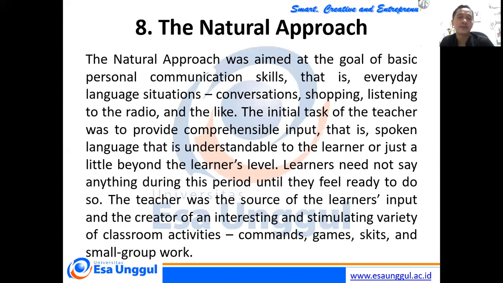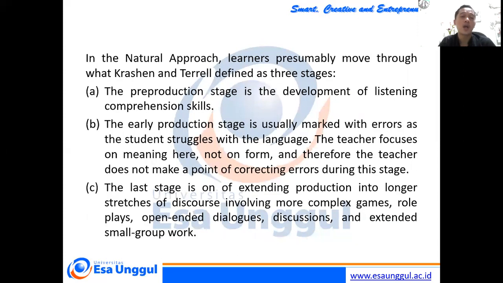The natural approach highlights the term comprehensible input. According to this approach, comprehensible input is so important. It is the spoken language that is understandable to the learner or just a little beyond the learner's level. Learners need not say anything during the period until they feel ready to do so. And the teacher in this approach is the source of the learner's input and the creator of an interesting, stimulating variety of classroom activities, such as comments, games, skits, and small group work.